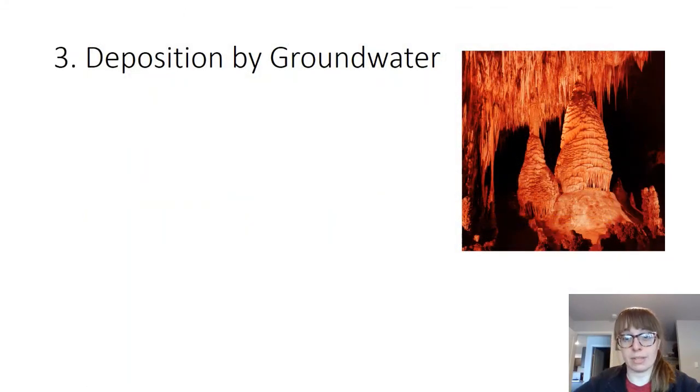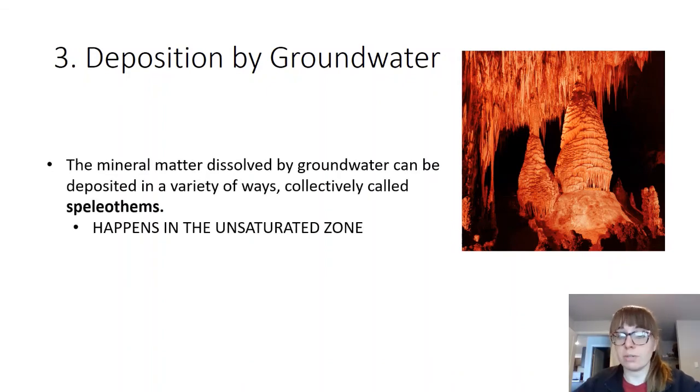Super awesome thing 3 that groundwater does is that it actually deposits things as well. So we have geysers and we have cave and sinkhole karst topography formation. So we have that erosion dissolution process. And then also in caves, you start to get deposition caused by groundwater as well. So in the saturated zone, we are going to be eroding away material, but in the unsaturated zone, we are going to be able to deposit material using groundwater.